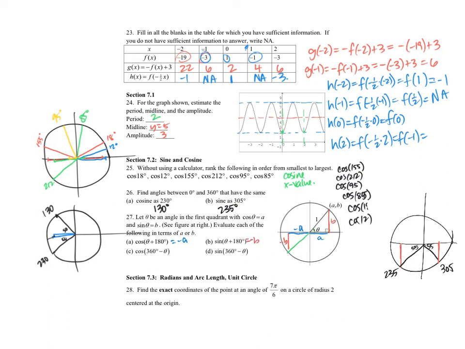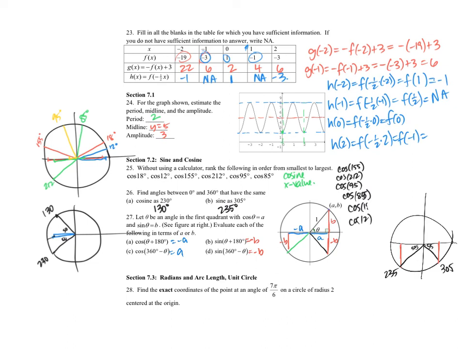The next thing I do, 360 minus theta, then that's going to be a fourth quadrant angle that has the exact same x-coordinate, but the y-coordinate will change to negative B. Positive A for the x-coordinate.